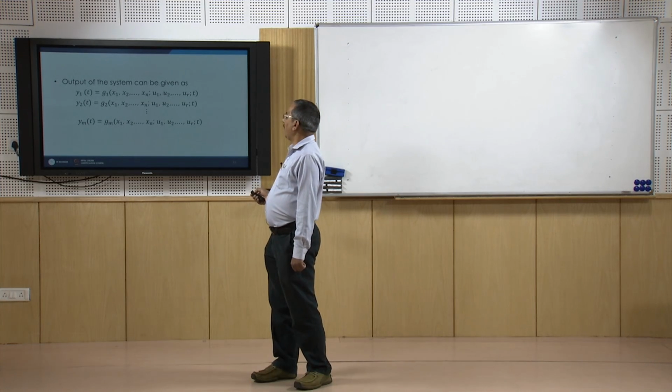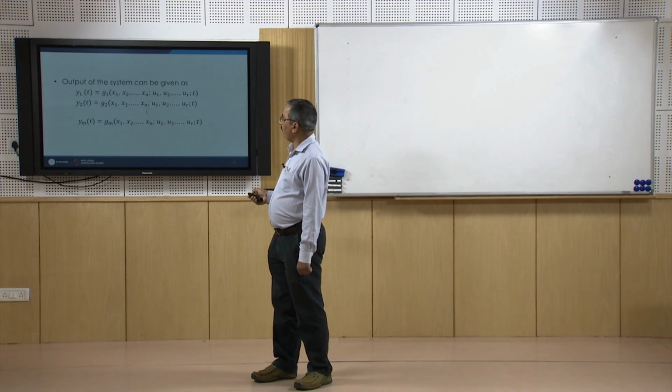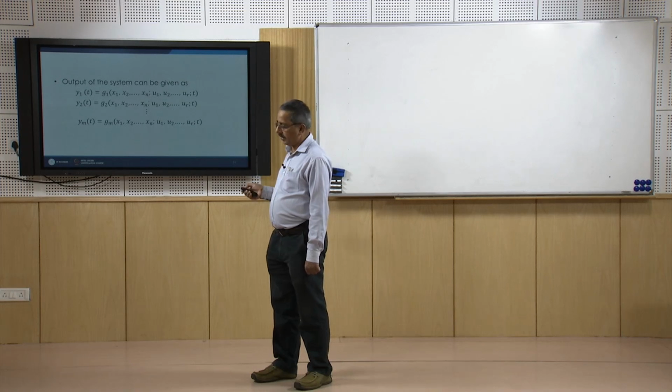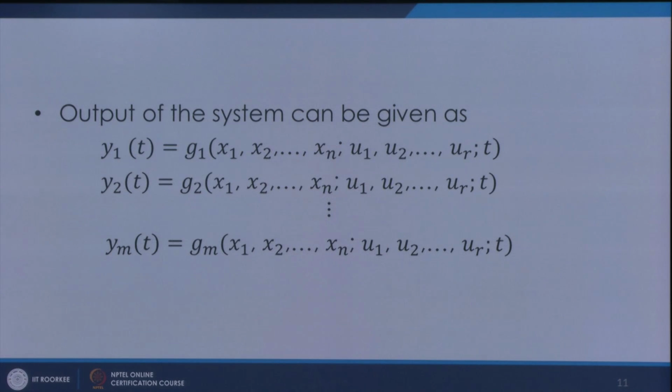And we can describe the outputs of the system, y1(t), y2(t), ..., ym(t), there are m outputs as I told you. These outputs are functions g1 of all the states, all the inputs and time. Similarly, y2 is a function of all the states, all the inputs and time. Similarly, ym is a function of all the states, all the inputs and time.